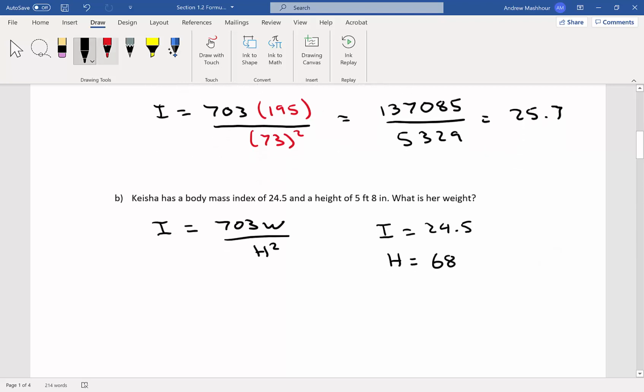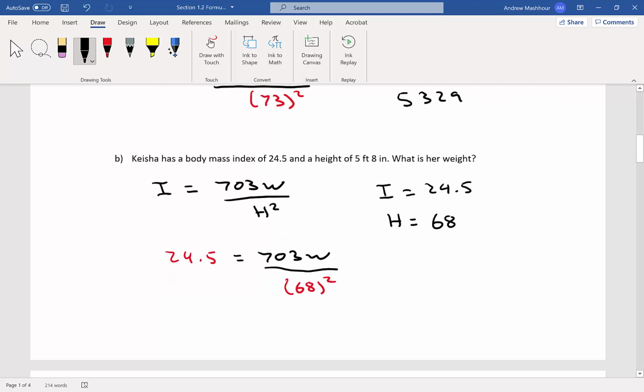Now let's go ahead and plug in our information. So our I is 24.5. So we have 24.5 is equal to 703, W is the variable we're trying to solve for, all over H squared. So we have 68 raised to the second power. Now let's begin to simplify. So we have 24.5 is equal to 703W divided by, and now the 68 raised to the second power, that gives us 4624.